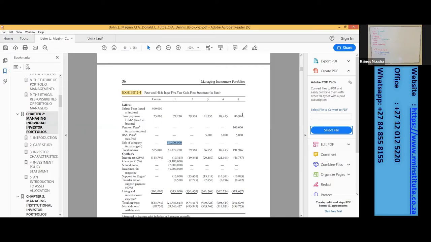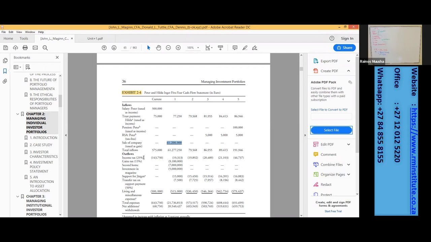Like for example, for year 5, the total cash inflow is going to be 86 plus 100 plus 5,000, which gives you a total amount of what? 191,946. Are we on the same page when it comes to the total cash inflows there? Anyone lost?